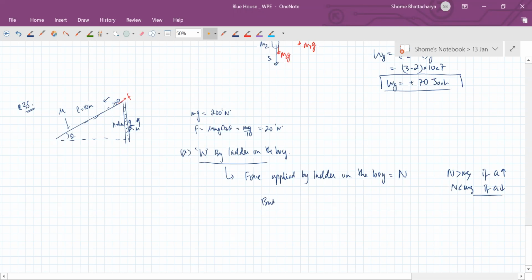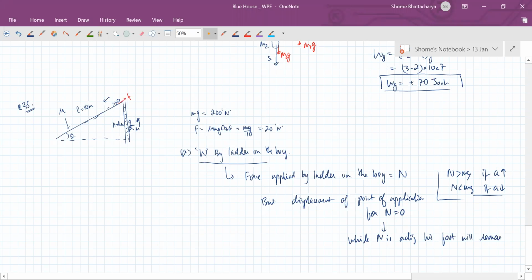But the interesting thing is that the displacement of the point of application, the point at which the force of normal reaction is acting, is equal to zero. Because while N is acting, his foot will remain in contact with the step.